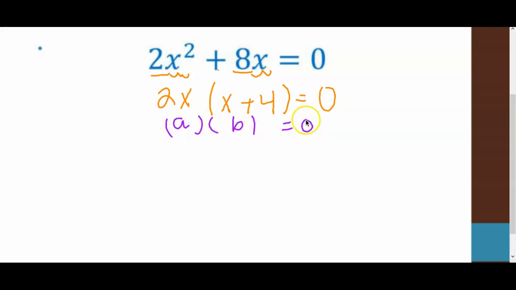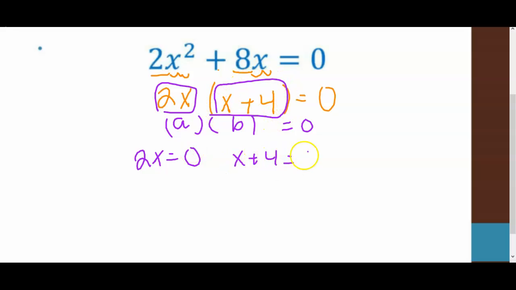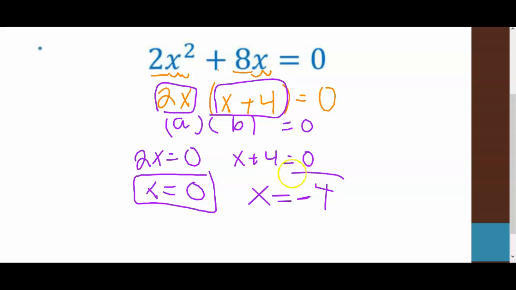So the zero product property says A equals 0 or B equals 0, or both. So 2x equals 0 or x plus 4 equals 0. Well, 2 times what number is 0? 0. So x must equal 0 as one of my answers. Subtract 4, and my other answer is x equals -4.